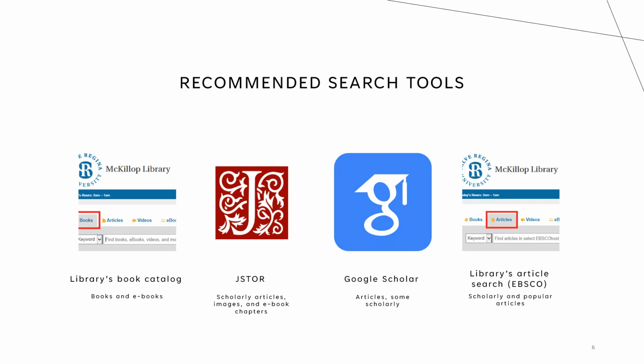The search tools we're going to be looking at are the library's book catalog, and that will find us ebooks and books. JSTOR, which will find us scholarly articles and book chapters. Google Scholar, which can help us find some articles. And then the library's article search, which is using our EBSCO host databases.